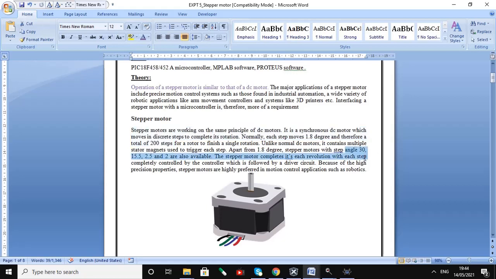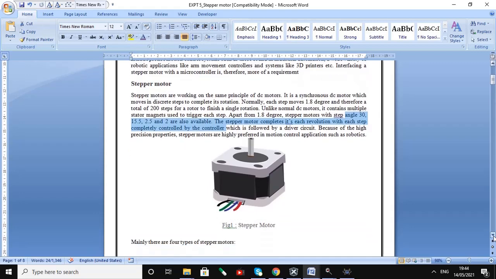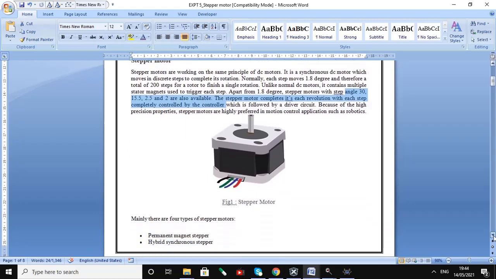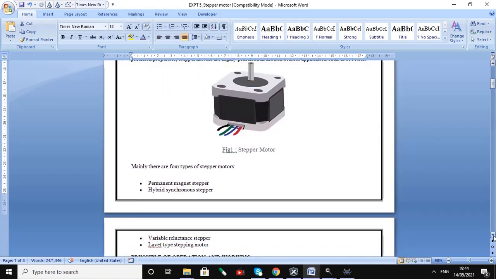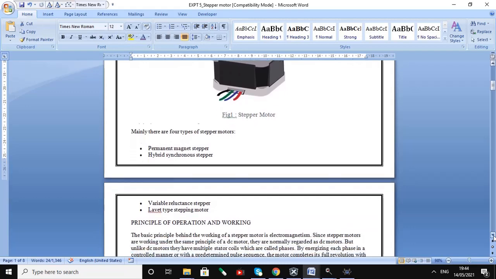15, 7.5 are also available. A stepper motor completes its revolution with each step completely controlled by the controller. This is a diagram of a stepper motor, and stepper motors are available in various types: permanent magnet, hybrid synchronous stepper motor, variable reluctance stepper motor, and so on.